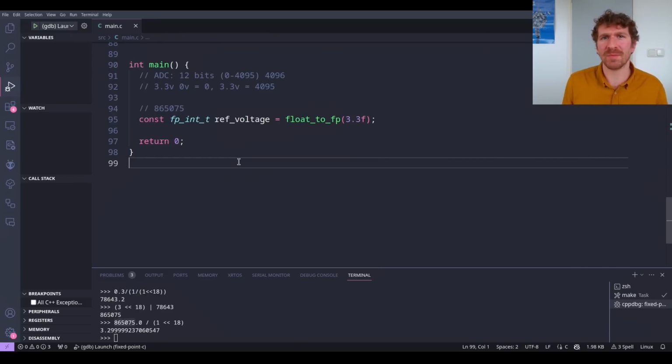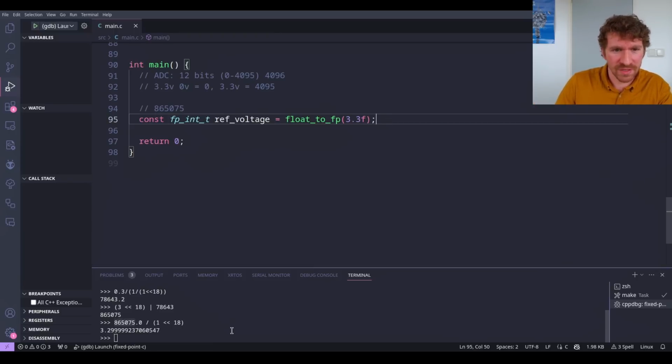It really depends on your application, right? If you have critical stuff where you cannot do any floating point operations, then okay, pre-compute everything you can. Otherwise, this is a methodology. All right, so we've got a reference voltage, and we know how to get our number, right?